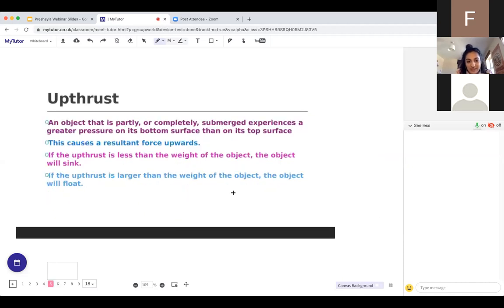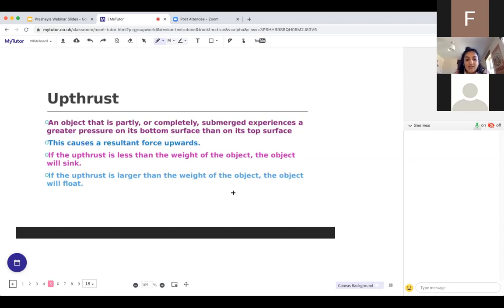Doesn't matter what the object is. And it doesn't matter whether it's completely under the water or just partially in the water. So because there's more pressure on the bottom than there is on the top, this causes a resultant force upwards. That force is known as upthrust. It's something that pushes an object up out of water.